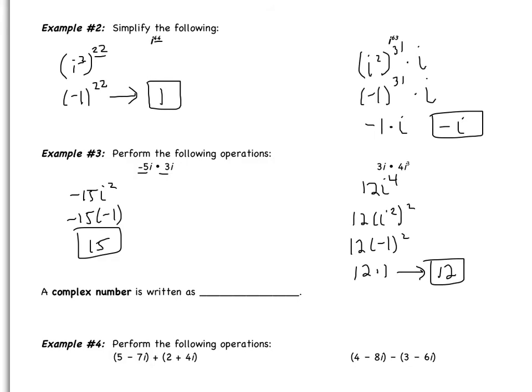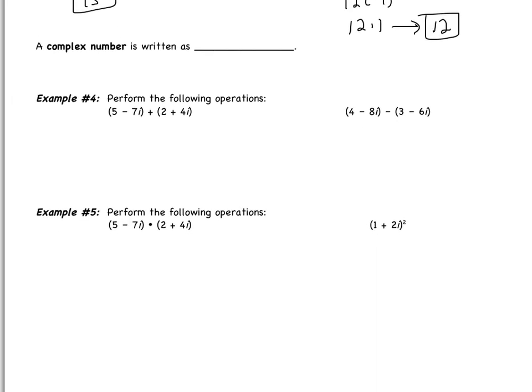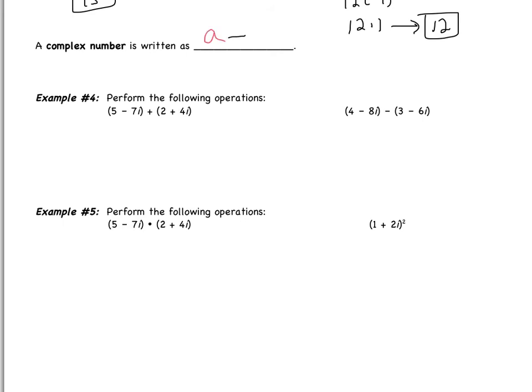Okay, so up until this point, we've only done imaginary numbers, so the numbers that have i. Now we're going to introduce complex numbers. So complex numbers are written as a + bi. The a is called the real component. The bi is the imaginary component.